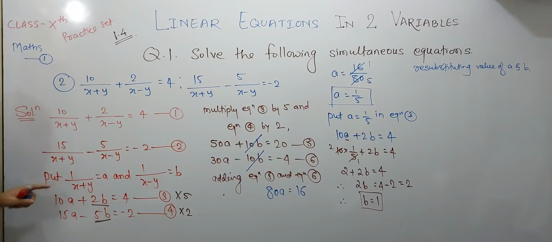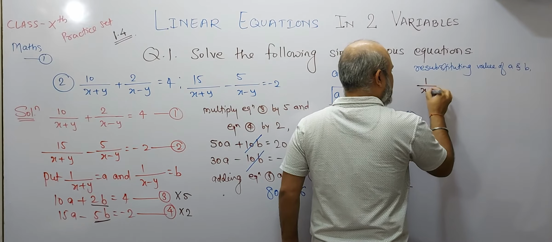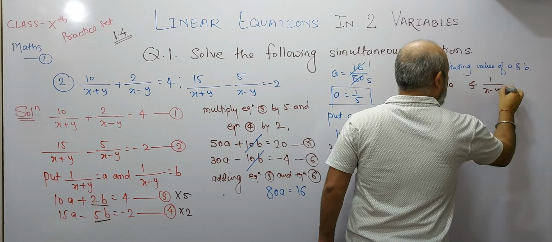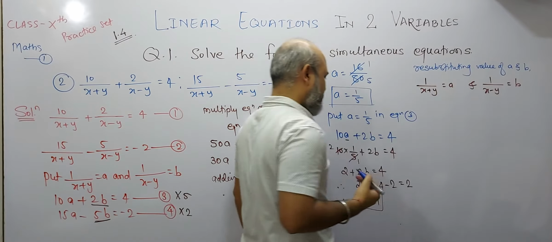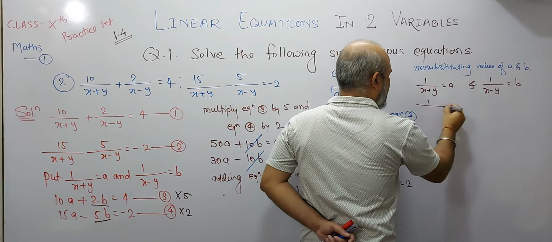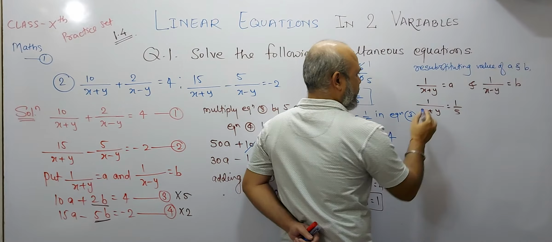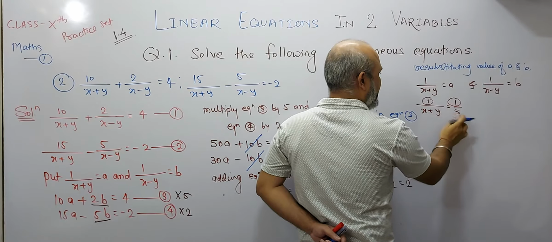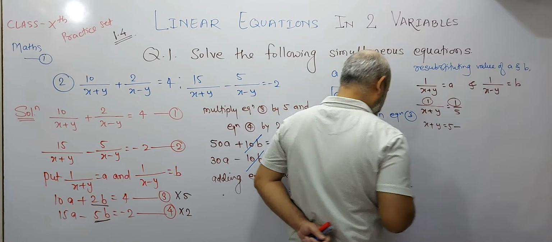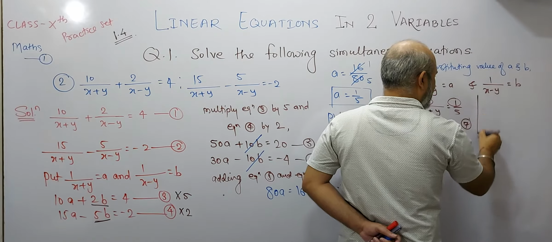So what is a? A is 1 upon x plus y. So I will write here 1 upon x plus y is equal to a, and 1 upon x minus y is equal to b. So what is a? A is 1 upon 5. So I will write 1 upon x plus y is equal to 1 upon 5. Now numerator is same, so denominator also will be same. So x plus y is equal to 5. This will be equation number 7.